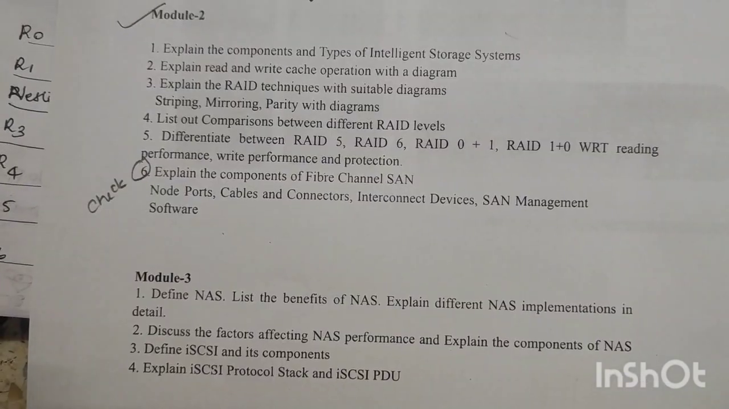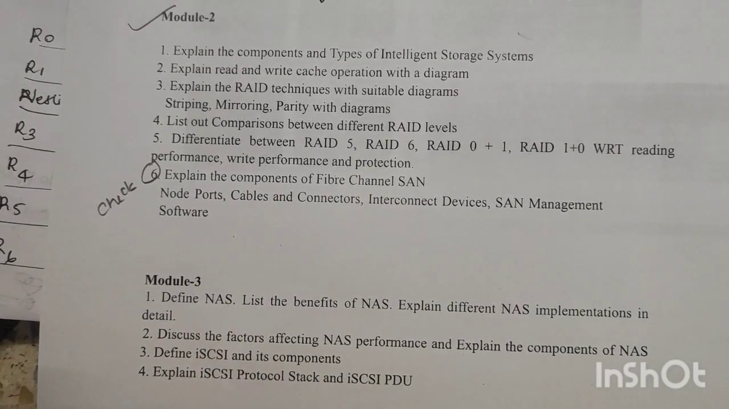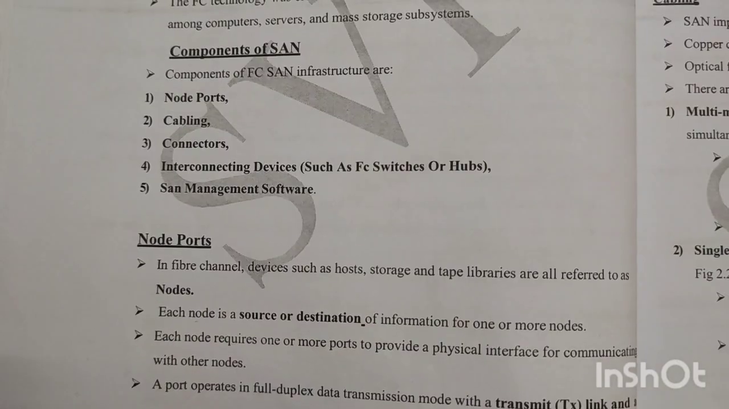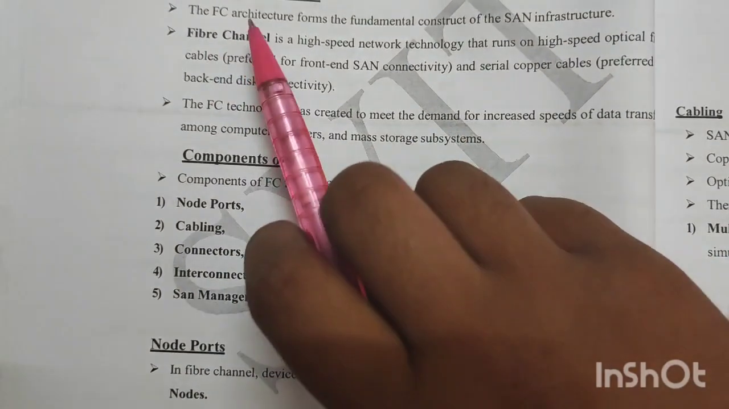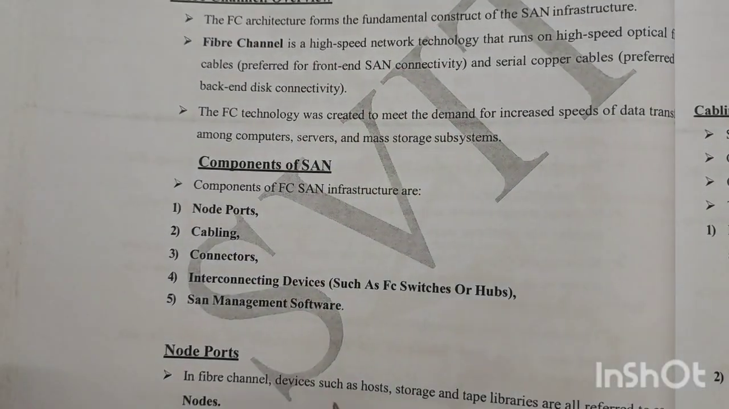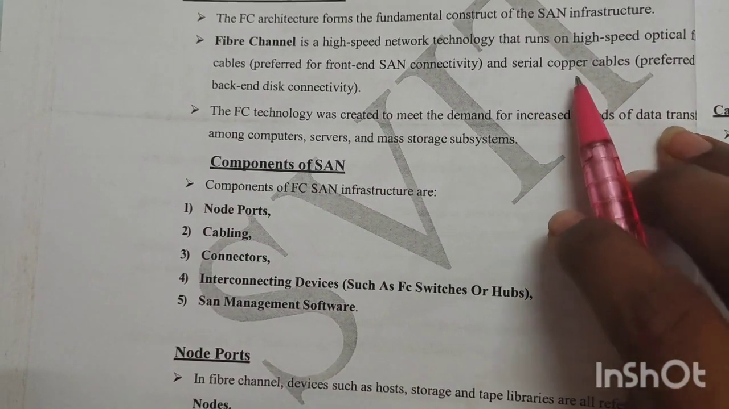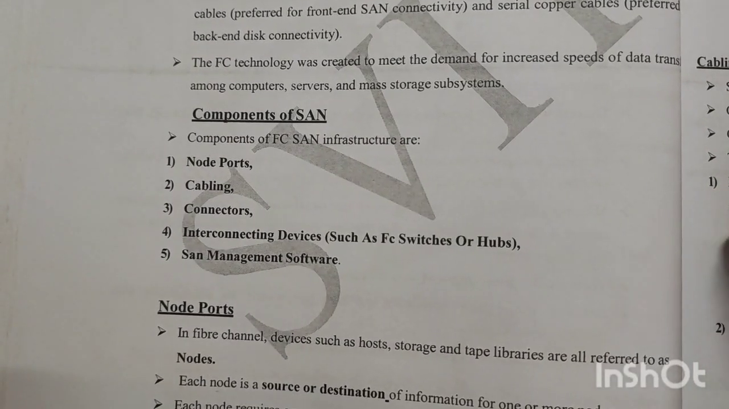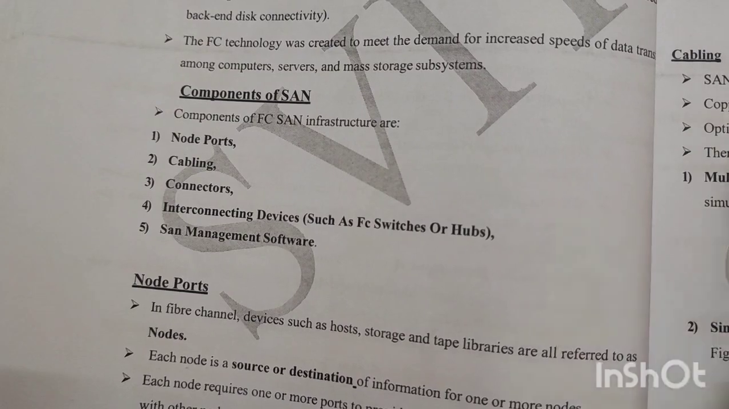And then you just have to explain about FC SAN, and then nodes, their ports, connectors, and interconnecting devices. So the components of FC SAN are, first you see what is FC SAN. That is your Fibre Channel SAN. Fibre Channel is nothing but a high speed network that runs on optical cables preferably, or serial copper wires. FC technology was created to meet the demand for faster data, so that's why FC SAN was created.